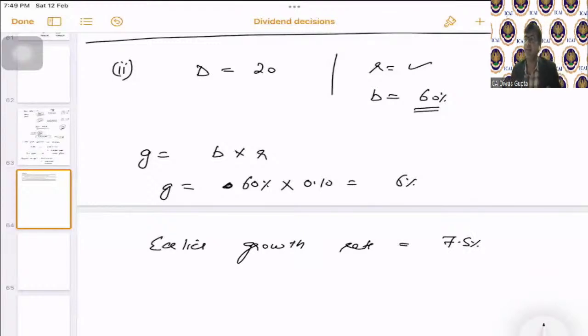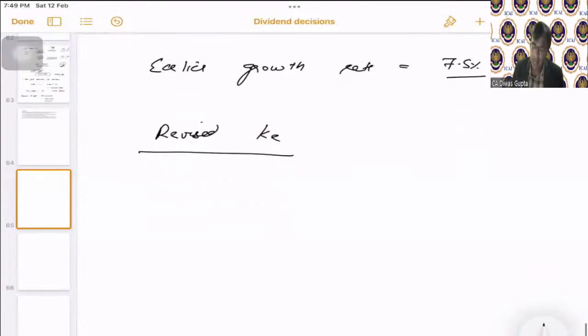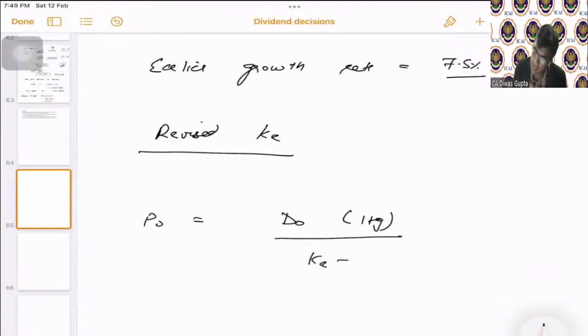Seven and a half percent. So if the earlier growth rate is 7.5% and the revised growth rate is 6%, they're asking us to calculate the revised cost of equity, revised KE, right? That we can simply calculate. P0 is equal to D0 (1 plus growth rate) divided by KE minus G. This is the formula. In this, we have to calculate the KE, rest all things are given.